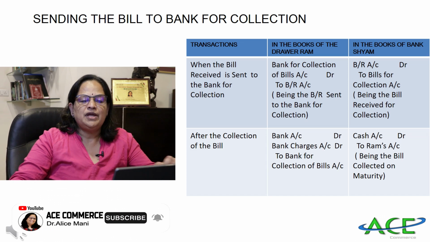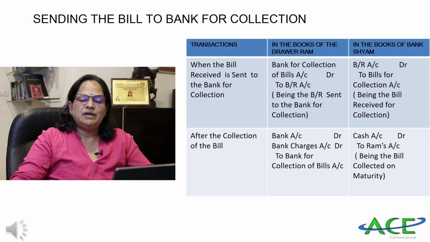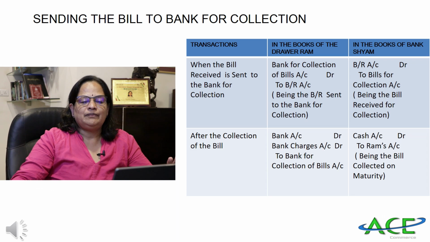After collection of the bill, bank account debtor, bank charges account debtor to bank for collection of bills account in the books of Ram. In the books of Sham, bills payable account debtor to cash account, being the bill paid on maturity. So he is making the payment, being the bill collected on maturity.